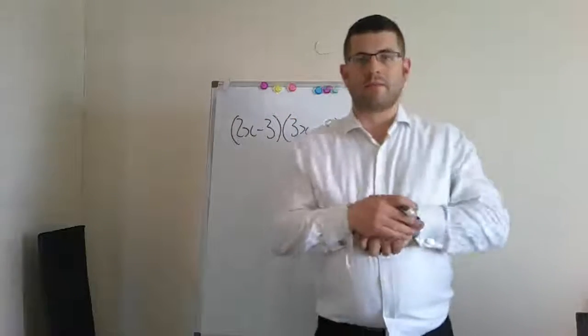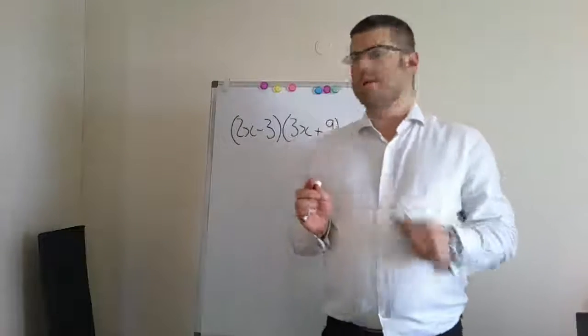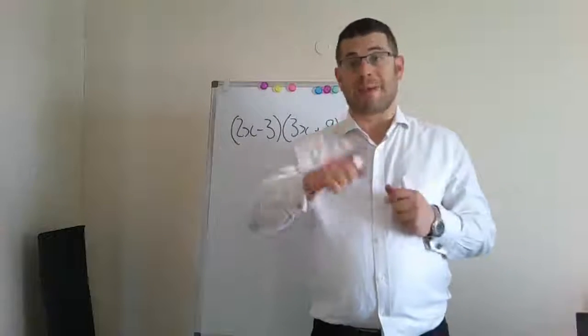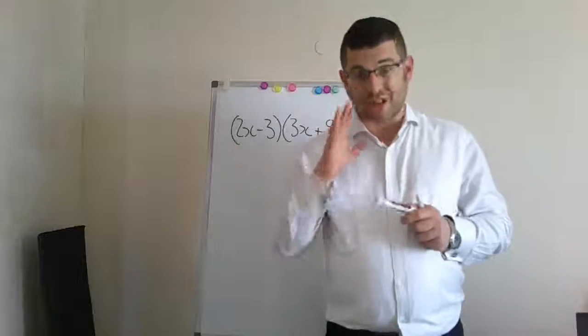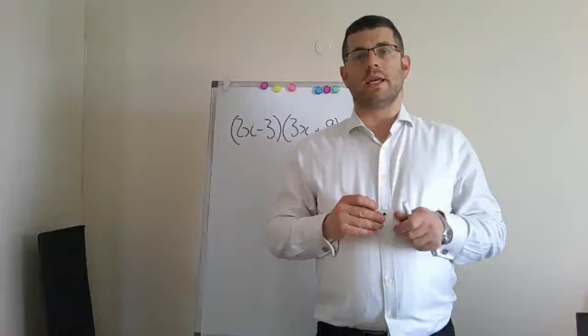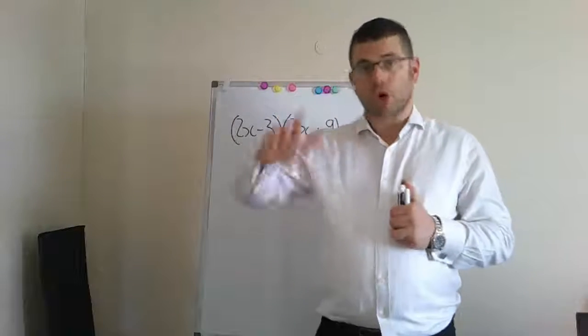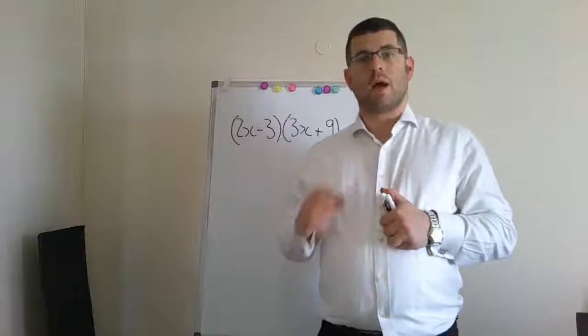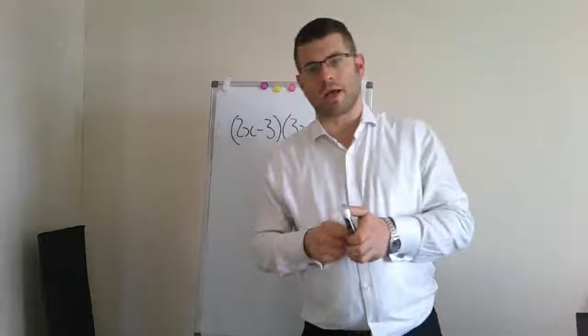Double brackets: the way to expand double brackets is to multiply every possible pair of terms you see within the brackets. I think the most efficient way of doing it is to start with the first bracket, multiply by all possible terms in the second bracket, and then do the same for the other term in the first bracket. So what I mean by that is as follows.